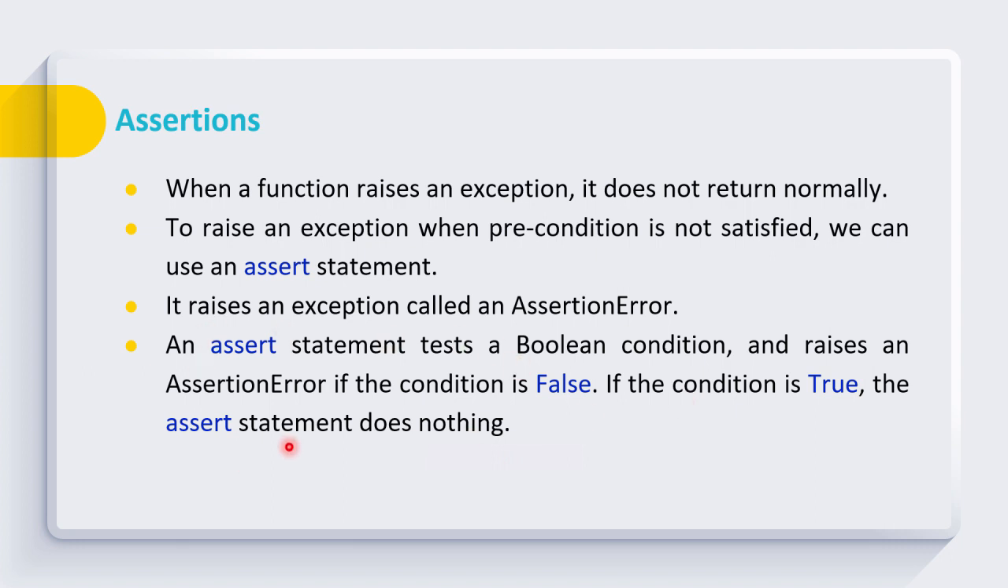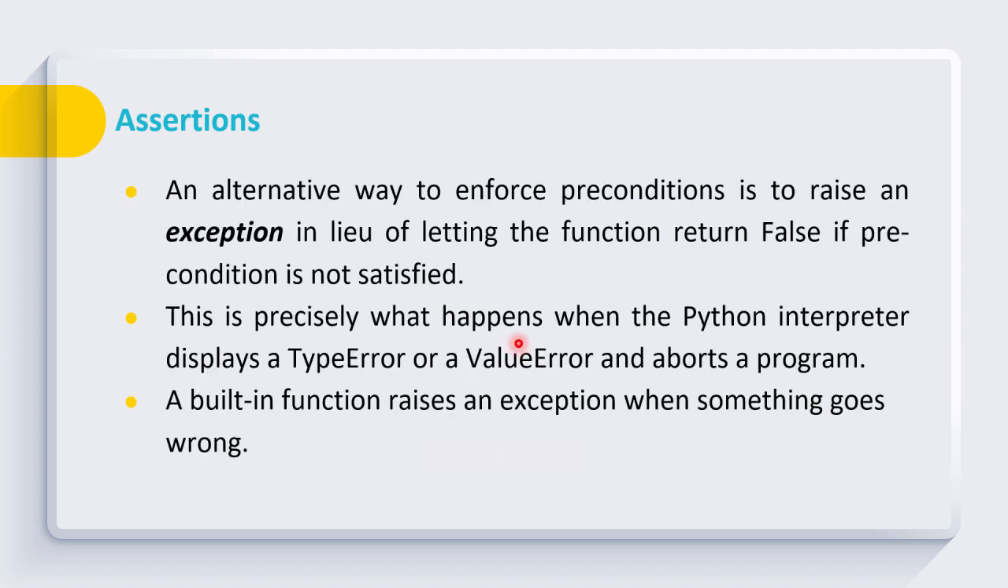So we can code our preconditions with an assert statement. And if the condition is true, the assert statement does nothing and our code executes. But if the precondition is not satisfied, it raises an assertion error. So this is a very simplified way to enforce preconditions as compared to using if statements. So an exception actually raises an error whenever the precondition is not satisfied. And this is precisely what happens when the Python interpreter displays a type error or value error, because whenever these errors occur, it aborts the program. So in the same way, when an assertion error occurs, it aborts the program and raises an assertion error.